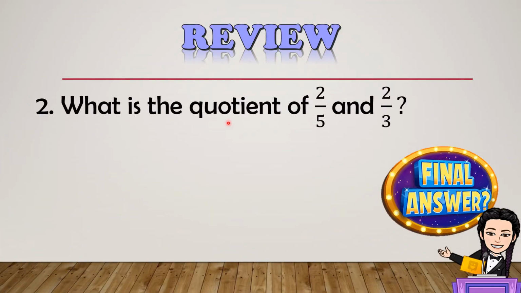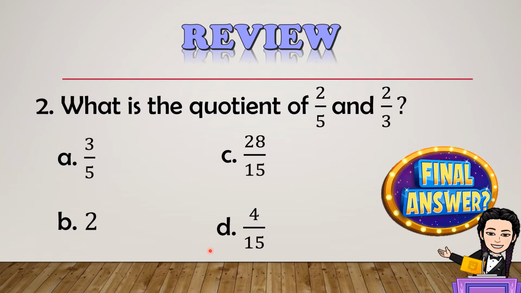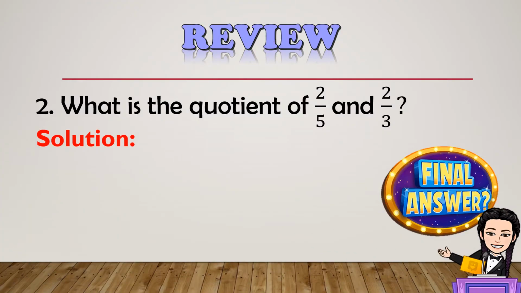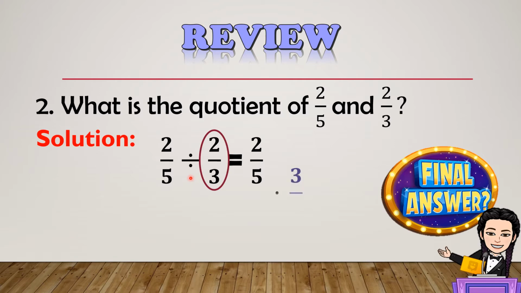Next, what is the quotient of 2/5 and 2/3? A 3/5, B 2, C 28/15, or D 4/15? Correct. The answer is 3/5. So to get that, 2/5, copy lang natin, then times the reciprocal of 2/3 which is 3/2. Then, divide the common factors, then multiply the remaining factors. So 1 times 3 is 3 and 5 times 1 is 5. So the answer is 3/5.